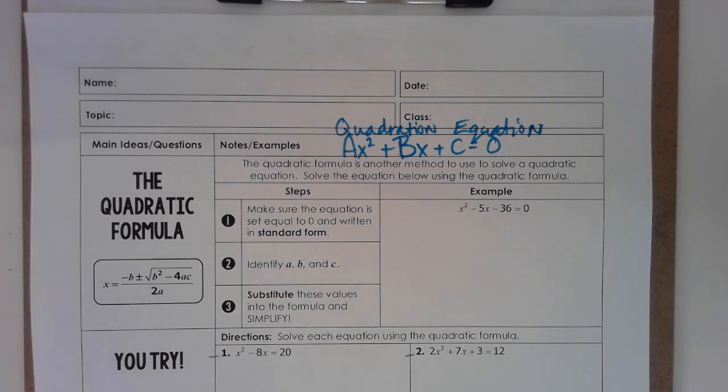Today we actually have a new topic, the quadratic formula. And we see it listed here, negative b plus or minus the square root of b squared minus 4ac divided by 2a. So the quadratic formula itself, it's pretty easy because all we're going to be doing is substitution.